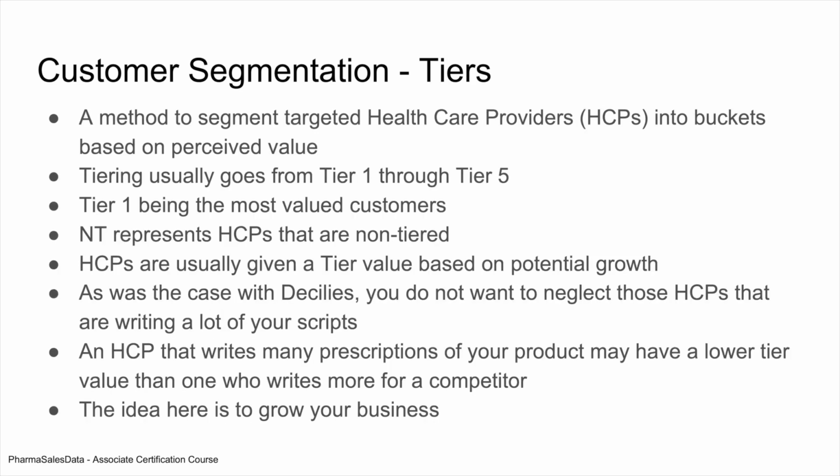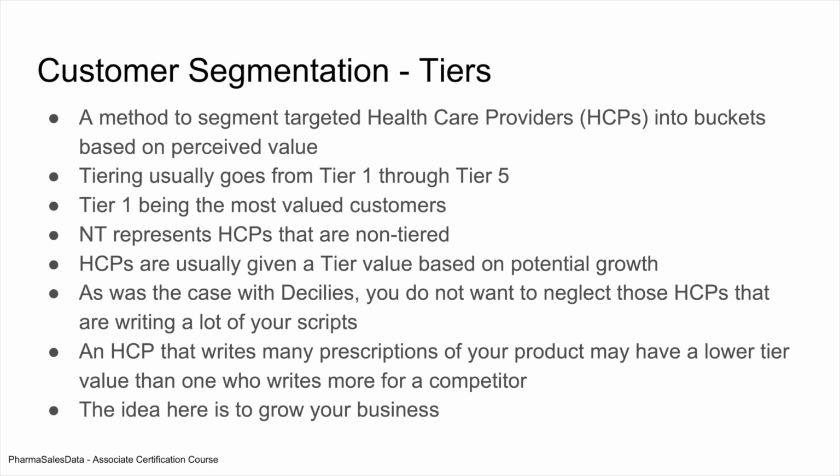Tiers. Tiers is a method to segment targeted HCPs into buckets based on perceived value. So tiering usually goes from tier 1 through 5, tier 1 being the most valued customers. NT represents HCPs that are non-tiered at all. So HCPs are usually given a tier value based on the potential growth. As was the case with deciles, you do not want to neglect those HCPs that are writing a lot of your scripts. An HCP that writes many prescriptions of your product may have a lower tier value than one who writes more than a competitor.